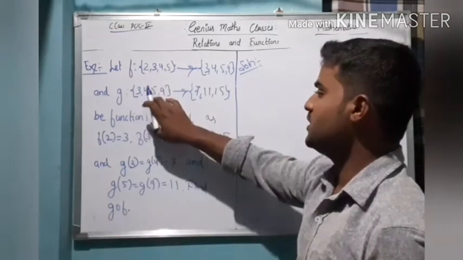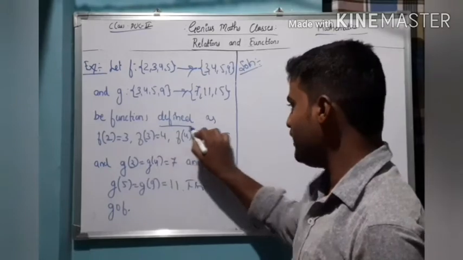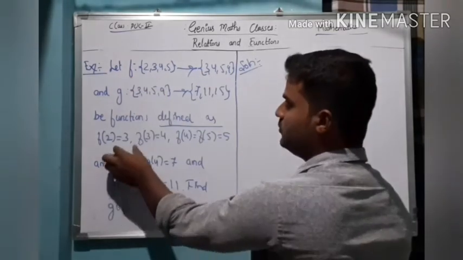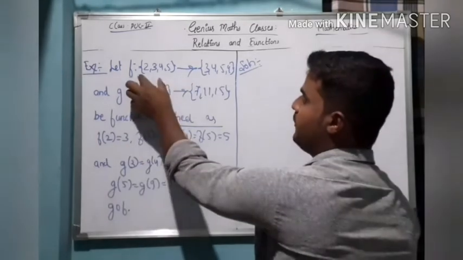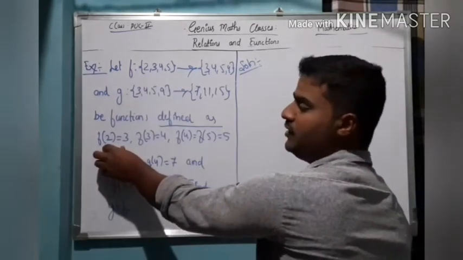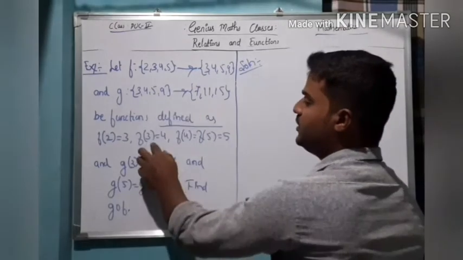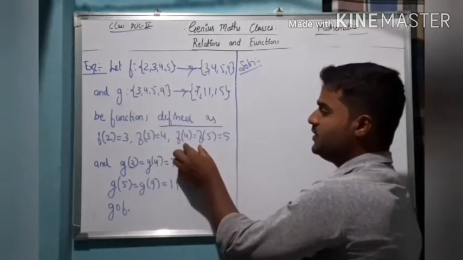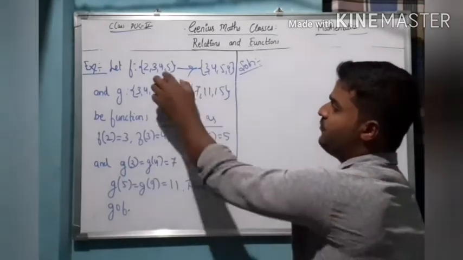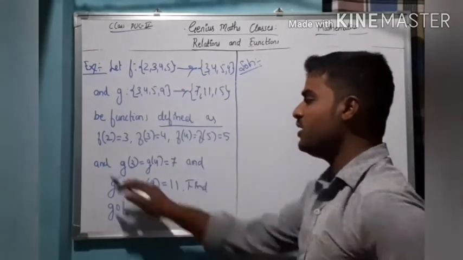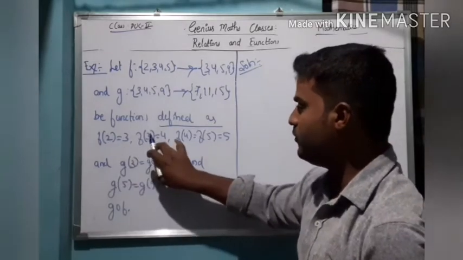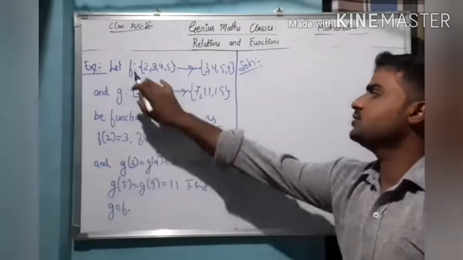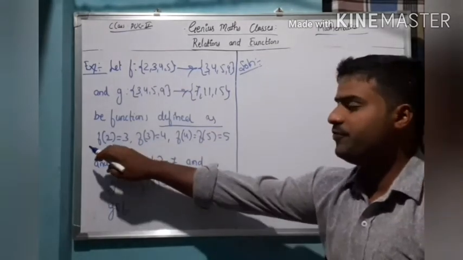So these two are functions, and I am defining function f as f of 2 equal to 3. The image of 2 under f is 3. The image of 3 under f is 4. The image of 4 under f is 5, and the image of 5 under f is 5. That is nothing but f of 2 equal to 3, f of 3 equal to 4, f of 4 equal to f of 5 equal to 5. So this is the function f.